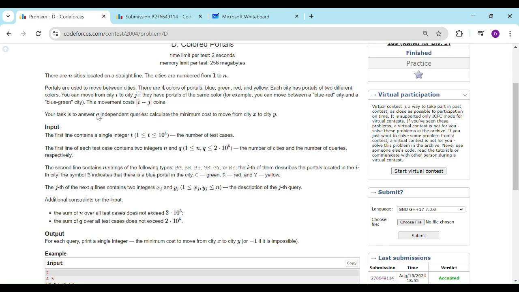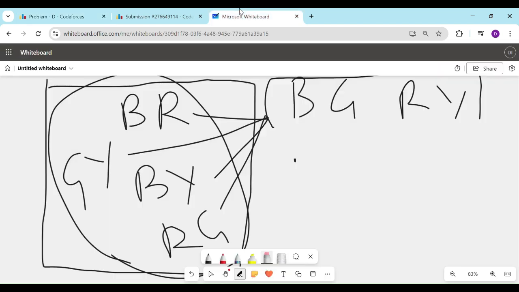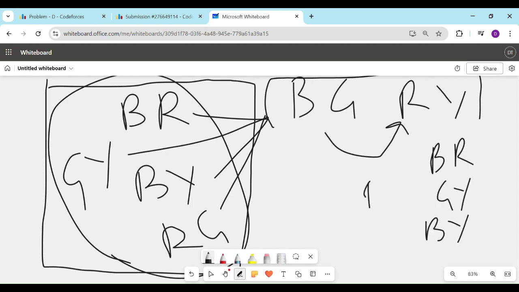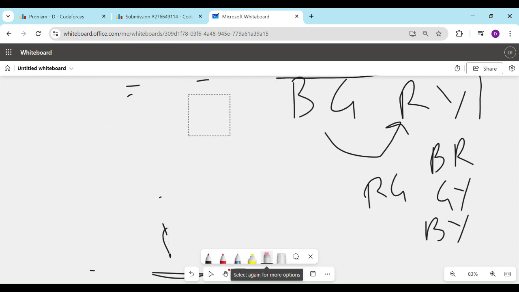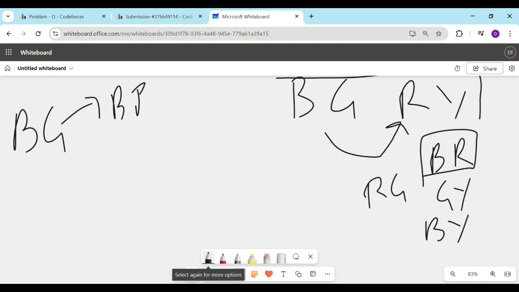Now I already know in which indices each portal is present, right? So that gives me a chance of performing binary search. Let's say we want to move from BG to RY, and we have 4 possible midpoints: BR, GY, BY, RG. Now I want to find the suitable answer if I am using BR as my midpoint, which means BG to BR to RY.